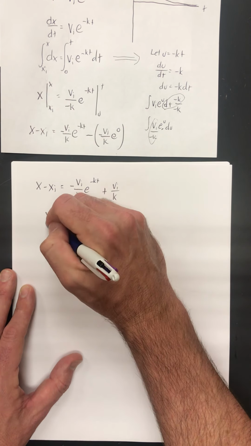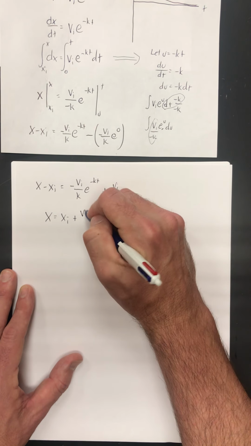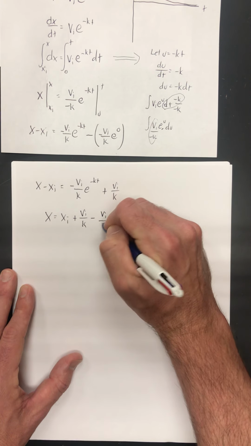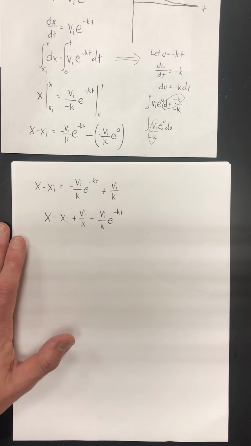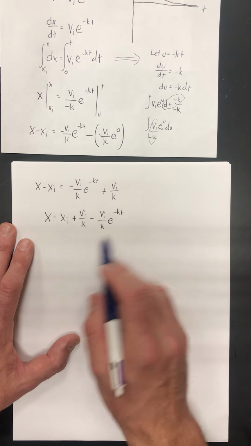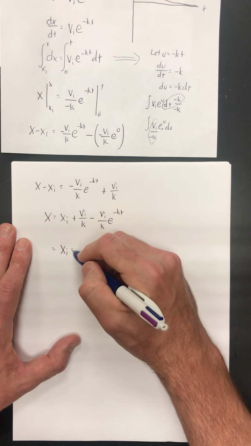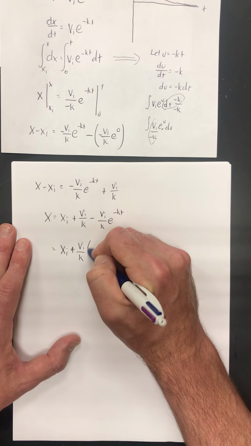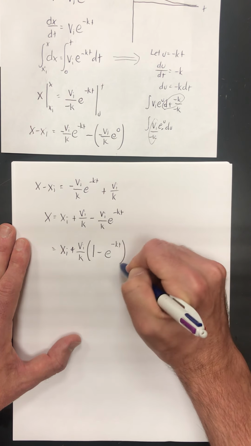Let's order this nicely. x is equal to xi, plus vi over k minus vi over k e to the negative kt. All right, so that graph is going to have the same sort of look to it, except that, let me just organize this a little bit differently. x is equal to xi plus, I can factor out that vi over k, and I have 1 minus e to the negative kt now.